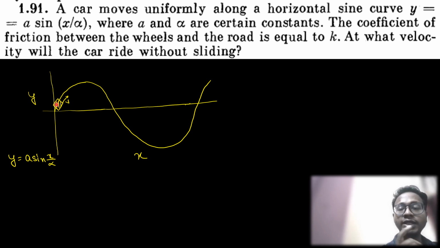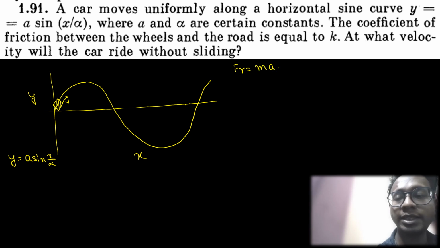And who is providing the centripetal force to cause centripetal acceleration? The friction force provided by the ground on the wheel. The friction force provided by the ground on the wheel is causing that centripetal force, which is changing the direction of the velocity vector. So friction force is equal to mass times centripetal acceleration.